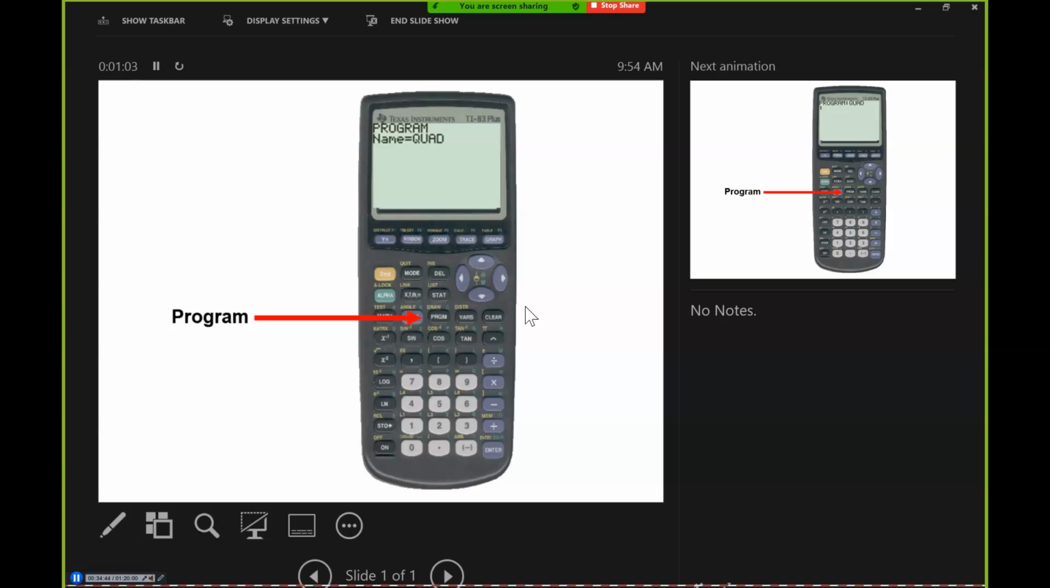Where are the letters? If you look above the buttons on your calculator, often there's a little green letter above that button. I think on this name screen, everything is already alpha locked. So if you press the button with the letter on it, it'll put the letter there.